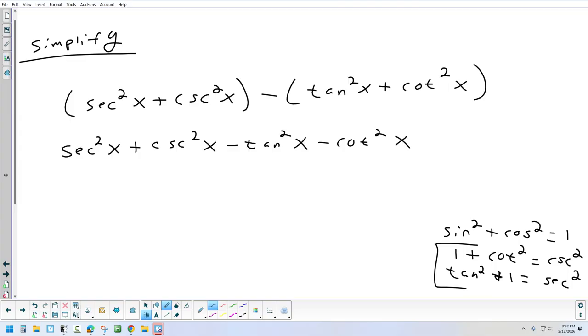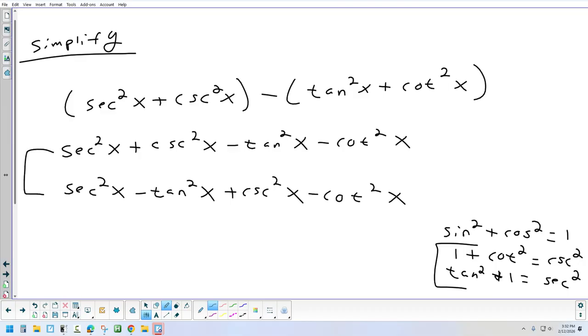Now, I'm going to regroup these a little bit and put them in a different order, because we can add and subtract in different orders as long as we're careful how we rearrange it. I'm going to rewrite this as secant squared, and I'm going to put the minus tangent squared next to it. Okay, so I just moved it. And then I'm going to write down the second one. And the last one I'm going to keep right where it is. So from this step to this step is just a reordering of the 4 terms.